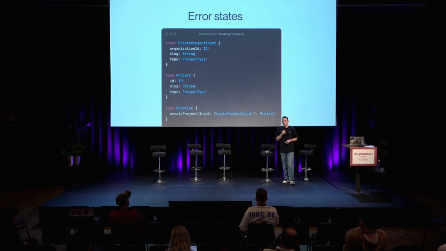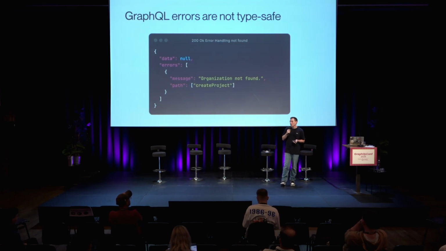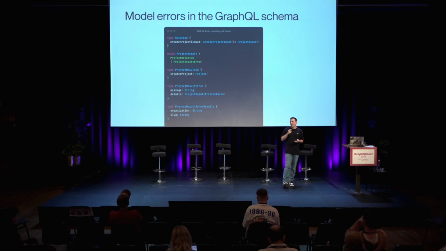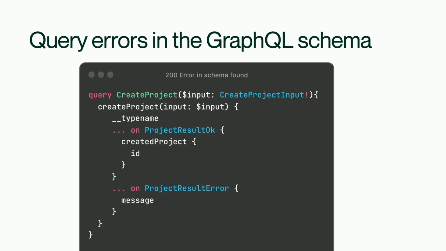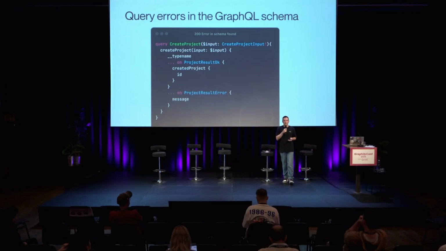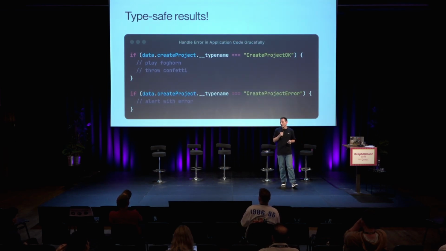Just by looking at this GraphQL schema, we cannot really see what could be the error state of trying to create a project. Because GraphQL errors are not type safe, there are a lot of talks about that. You can check these out. So what you can do is model the error state as part of your GraphQL schema, which is also something we already did, similar to this. But over the years, using this approach, we did not like this __typename selection for discriminating. So we came up with our own style. So yeah, this is how you get type-safe results.